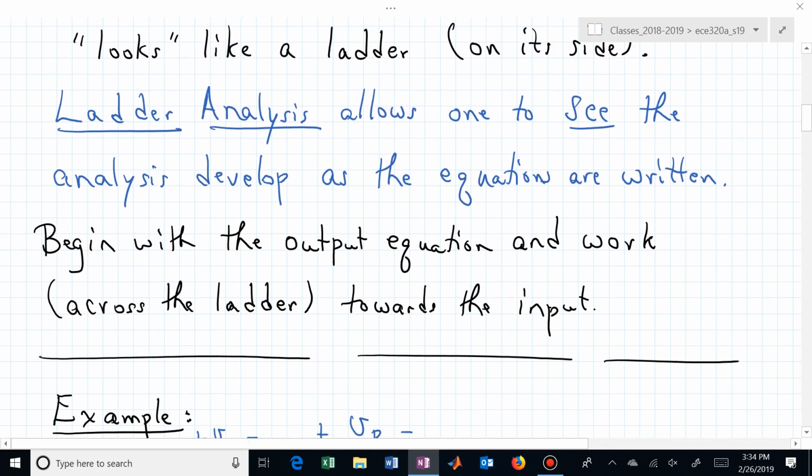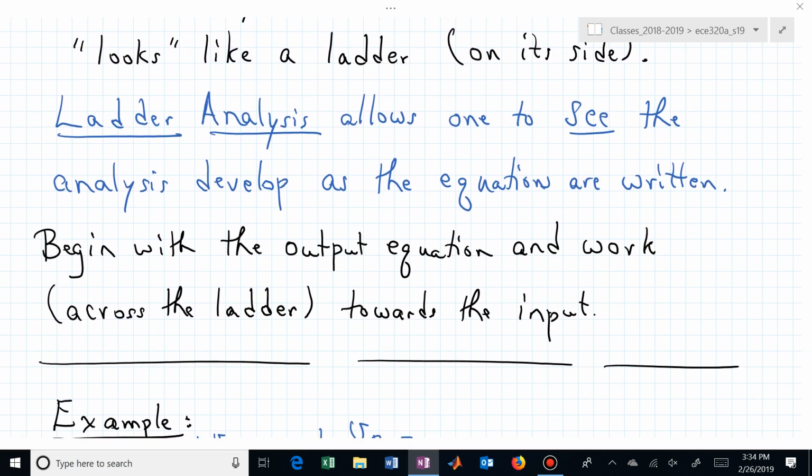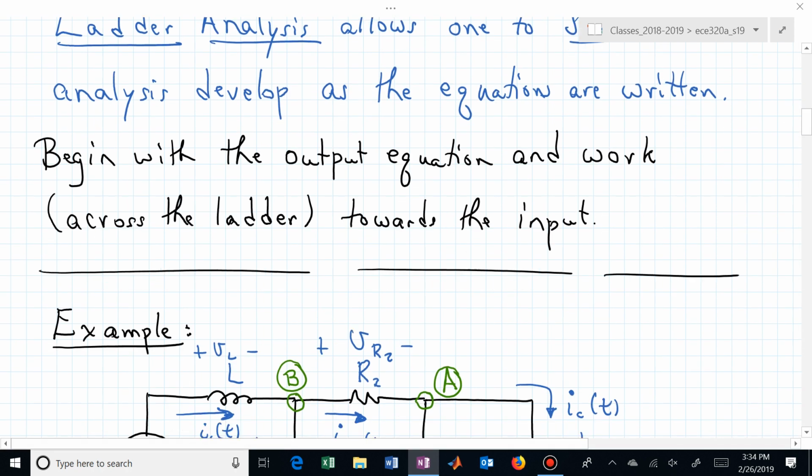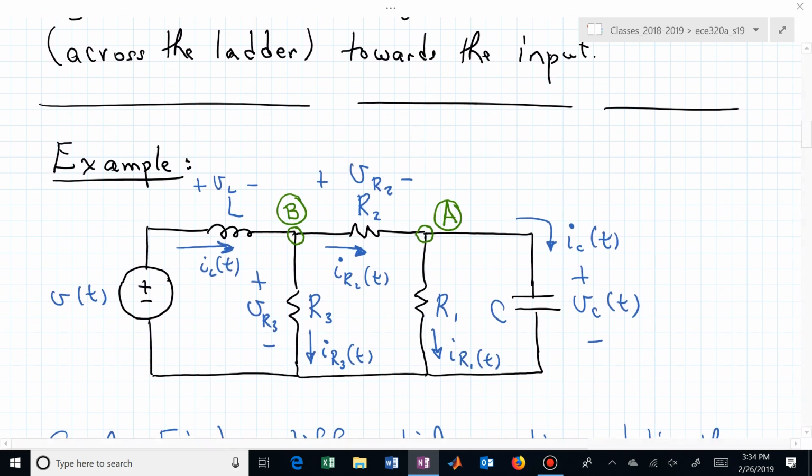We'll do that by starting with the output equation and working our way back up the ladder, or down the ladder, towards the source. We'll walk our way through these rungs of the ladder doing essentially KVL and KCL at each step. It really is probably easier to think about using an example. And like I said, these notes will be available to you.